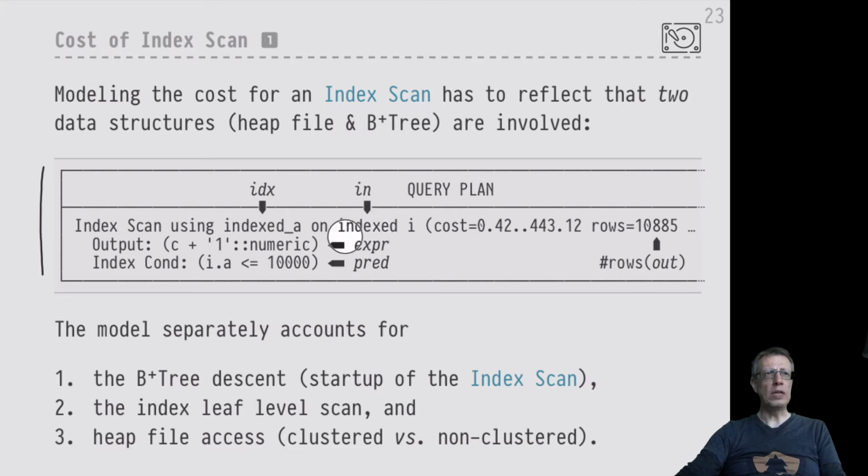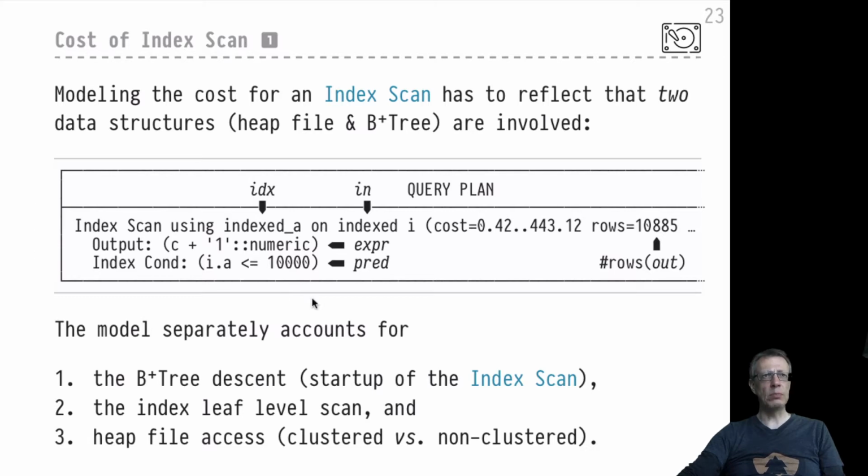There would be an output expression involved in the setup of this index scan, and there would of course be an index condition that would be evaluated for all the entries that we scan in the index leaf level. And we would use this particular literal to guide our search during the B+ tree descent. All of this has to be incorporated in the cost formula for index scan, and the upcoming minutes will show you how this is done in PostgreSQL.